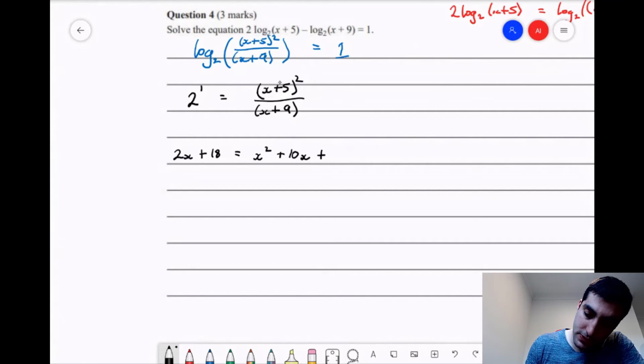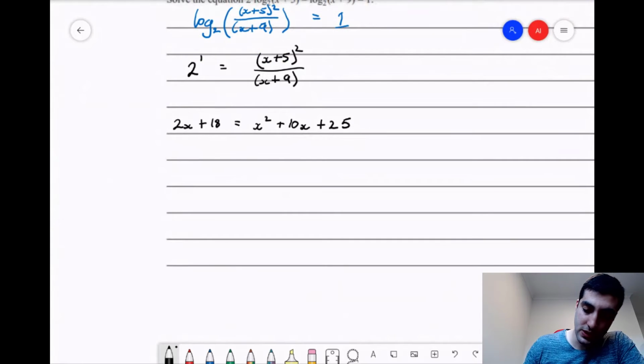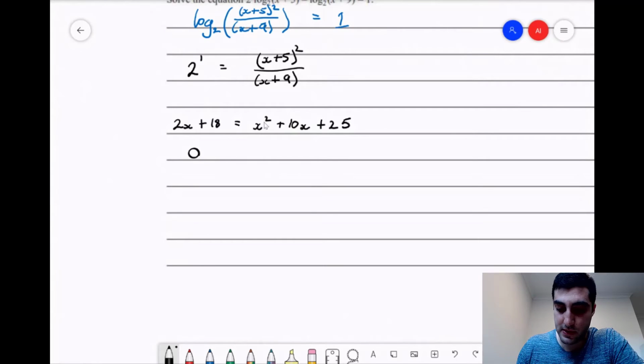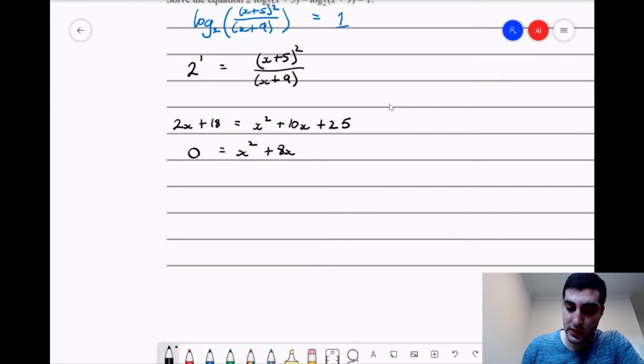10x plus 25. Then if we put all the terms to the one side, making the side with the 0 the one that doesn't have the other terms, I'm just going to subtract 2x and 18 from the left hand side. So we're going to have x squared, 10x minus 2x is 8x, and then 25 minus 18, which will be 7.